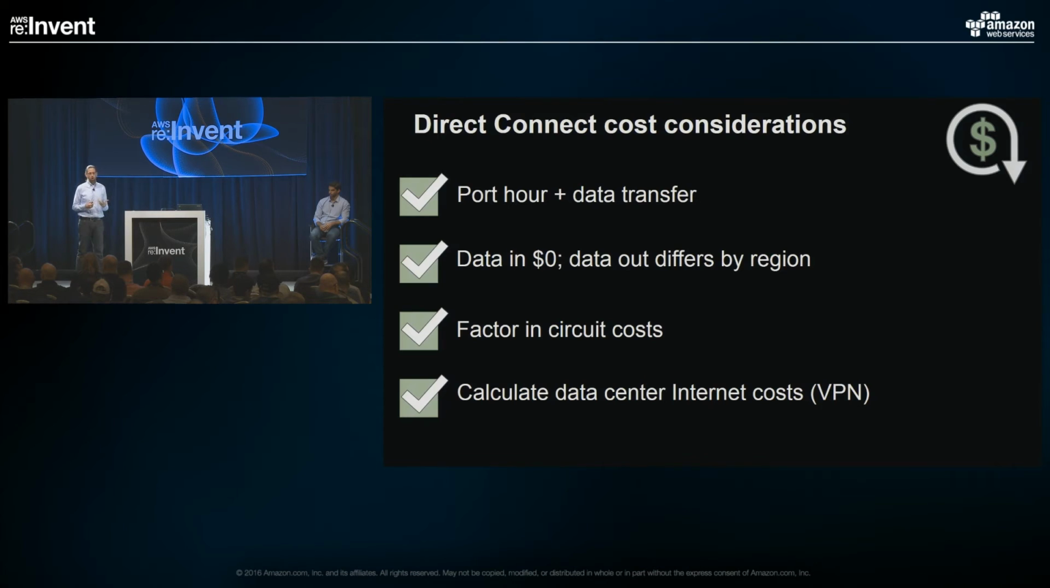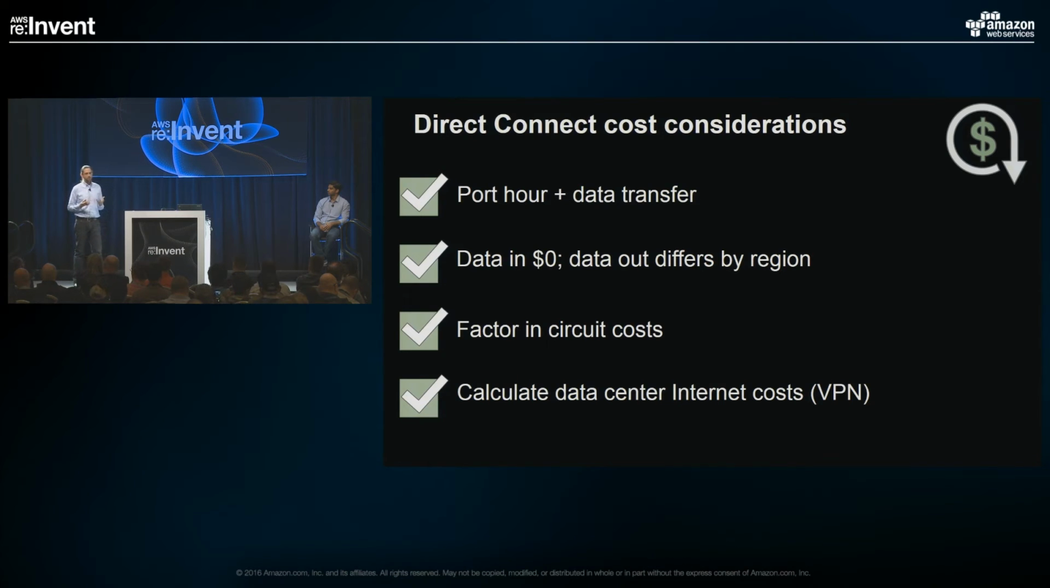Now, we've already brought up cost, so let's discuss a couple of deeper points. You may be aware that data into a region, AWS doesn't charge for it, it's free. Data coming out of the region will differ by region. But it will be less expensive going over Direct Connect than it is going over the internet. And when I say over the internet, I mean what you'll see in the pricing pages as EC2 data out or S3 data out. Those are internet-based data out.